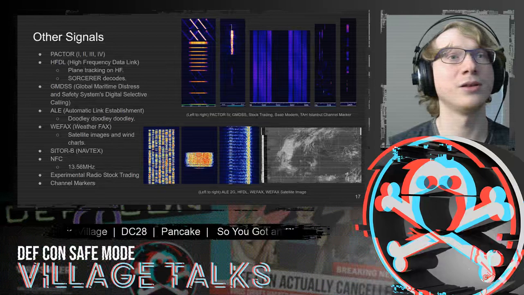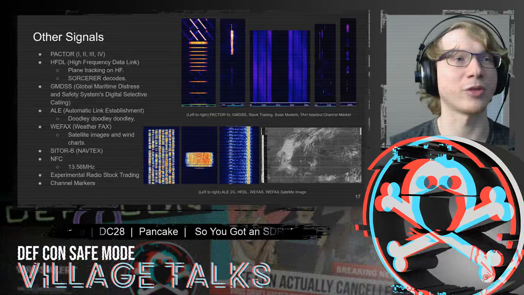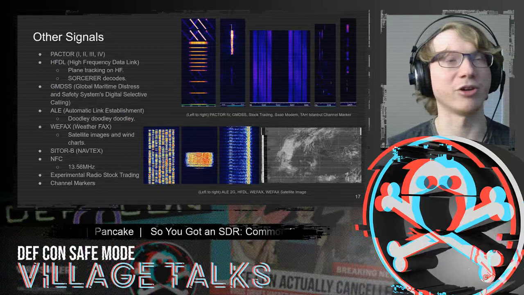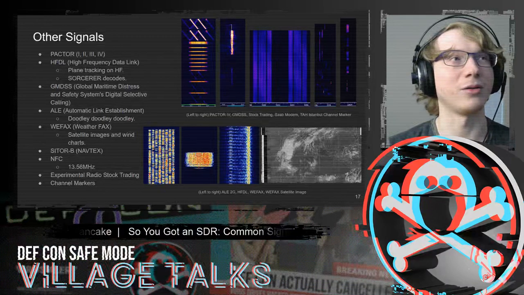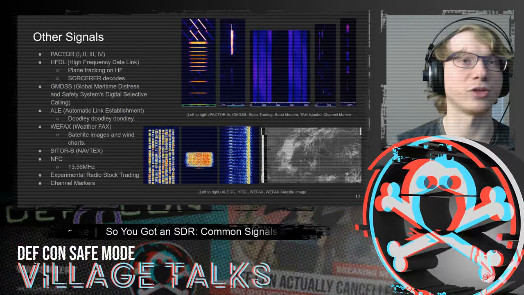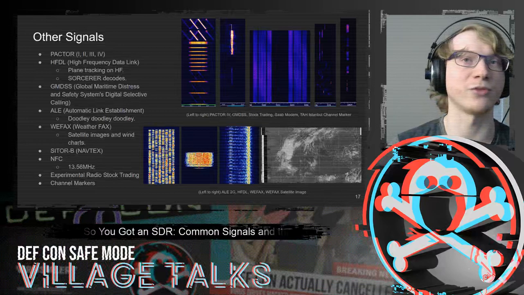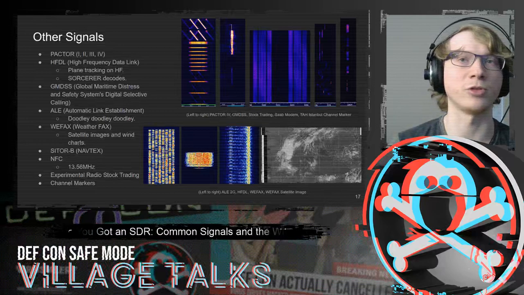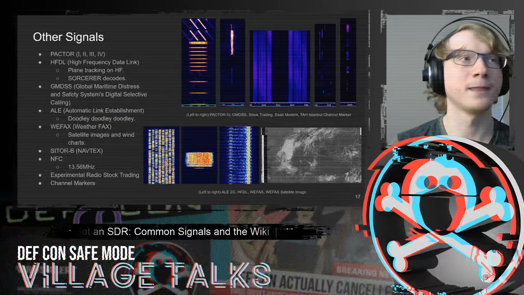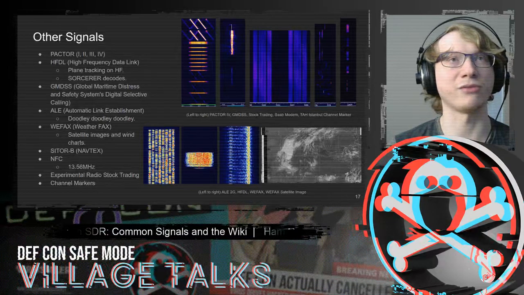ALE, which is in the bottom left image, is an MFSK signal. It goes doodly doodly doodly doodly doo. You'll know it when you hear it. It's about 2 or 3 seconds long. WeFax is a common popular signal that people will receive, and those can get you some interesting weather images, like in the bottom right. SITOR-B is also known as NAVTEX.